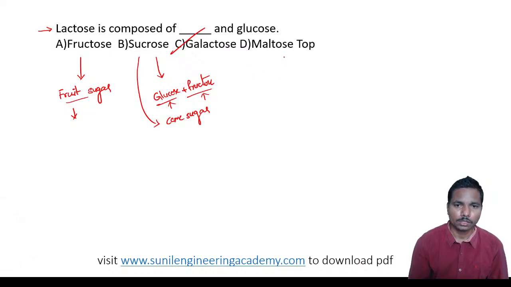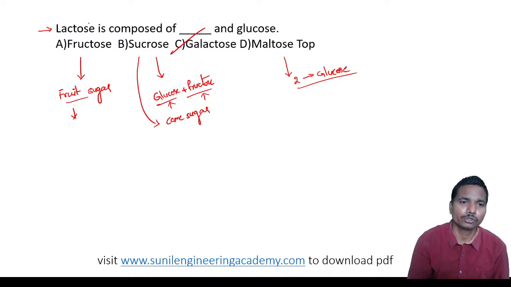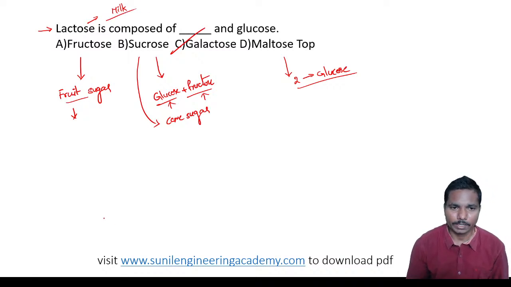Coming to maltose. Maltose is a combination of two glucose molecules. So the answer here is lactose is composed of galactose and glucose. Lactose, you know very well, is generally found in milk products. It is a combination of galactose plus glucose. Fructose is considered fruit sugar, sucrose is considered cane sugar. Those are also very important. Coming to the next question.